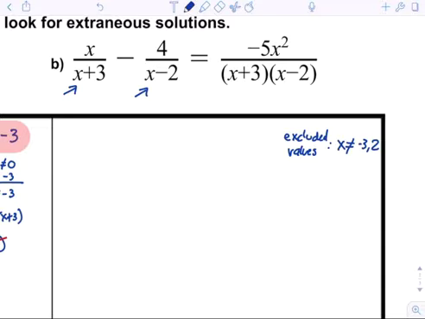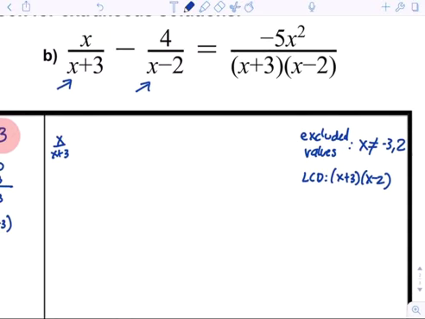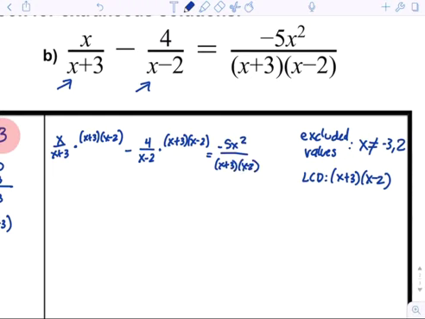Now we can just focus on getting the LCD. LCD is x plus 3 and x minus 2. Now, since everything's in factored form, let's multiply every single part by the LCD. So x plus 3, multiply that by the LCD. Four out of x minus 2, multiply that by the LCD. And lastly, this part right here, multiply that by the LCD.